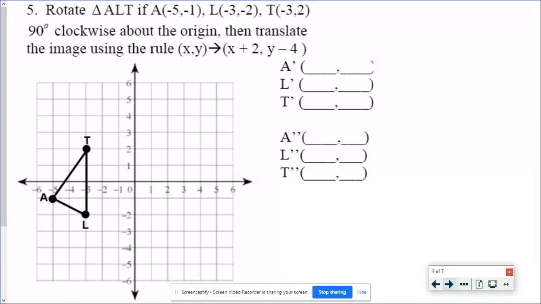You don't have these problems in your note packet. However, if you want to use some of the graphs at the back of your worksheet packet to try some of these, you certainly can, or you can just follow along with this.